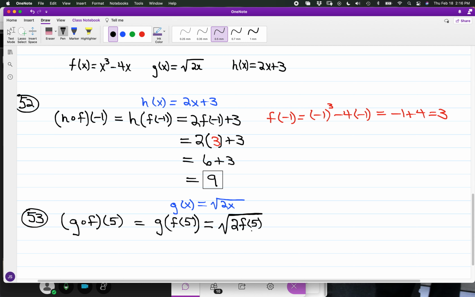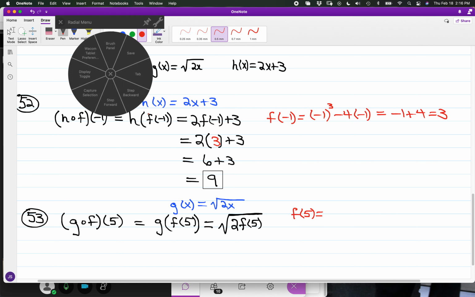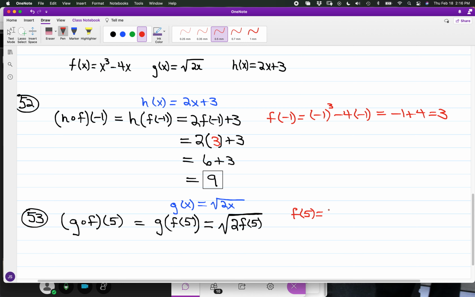Okay, so you have 2 times f of 5 inside the radical. And so for f of 5, with x at 5, we have 5 cubed minus 4 times 5. So you have 125 minus 20. And so this will come out to 105.